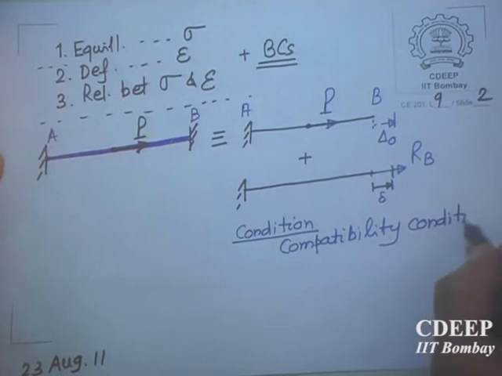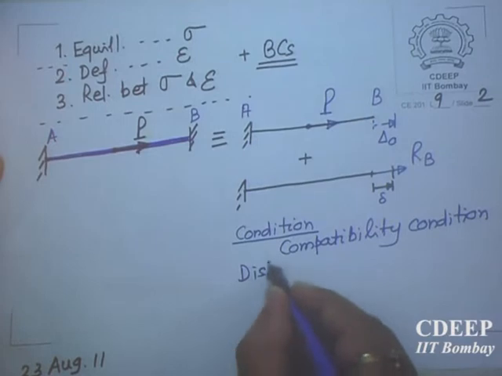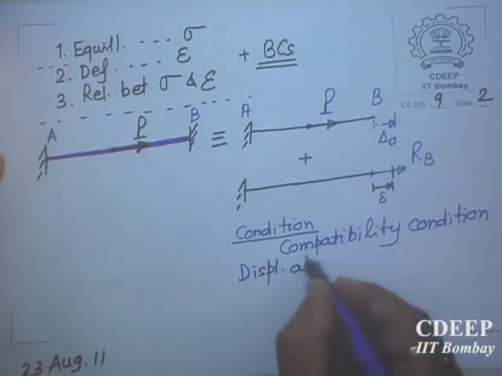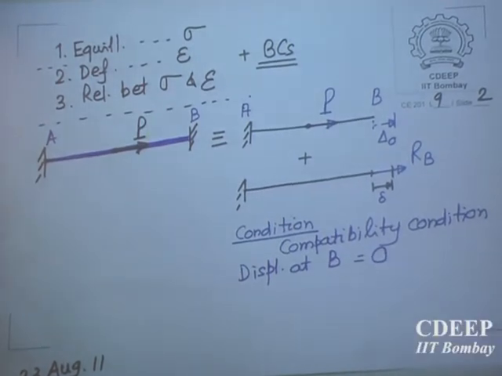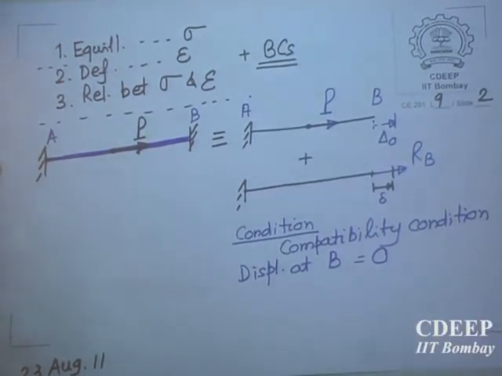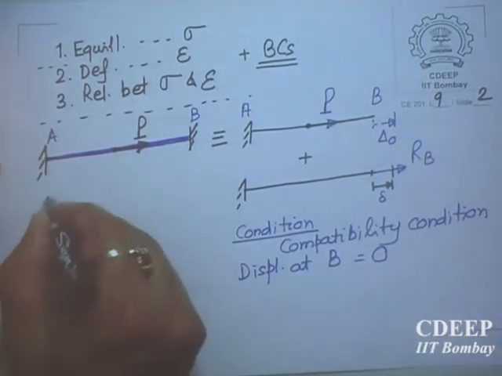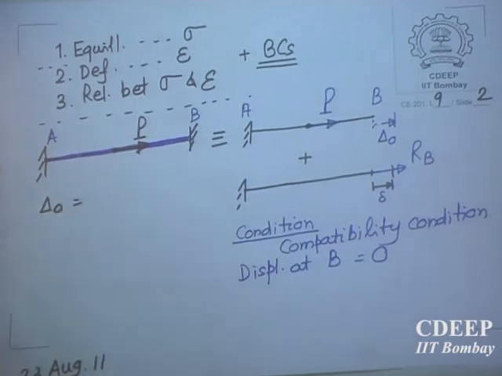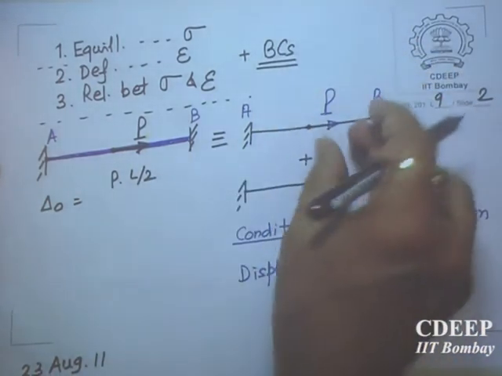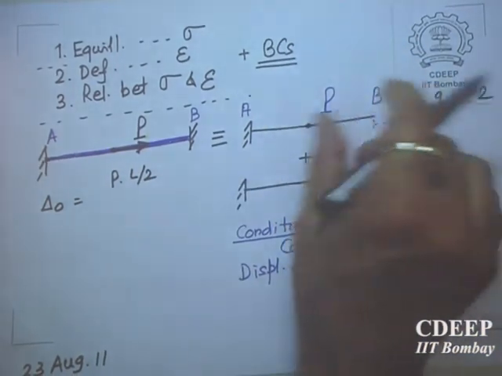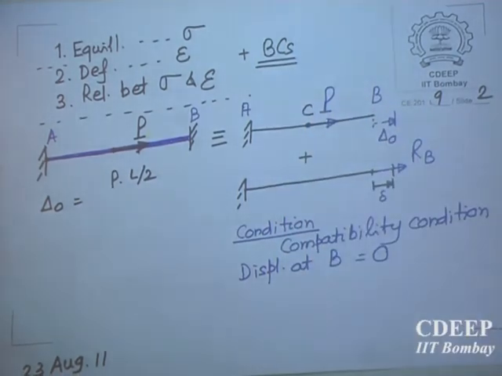So put the condition that the displacement at B should be equal to 0. And how will I get this? If I solve this, how much will be delta naught? Delta naught will be equal to P into L by 2, because from here to here will move as a rigid body. There is no force from C to B.